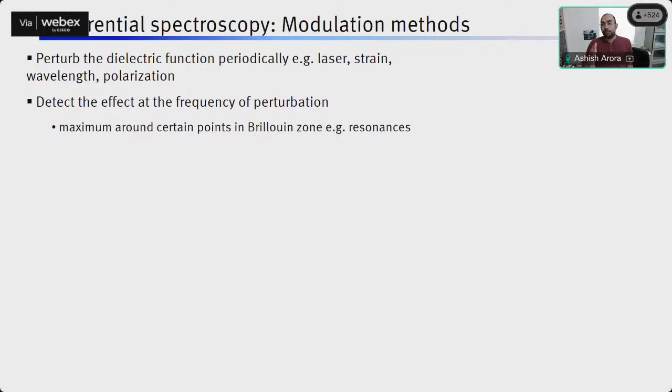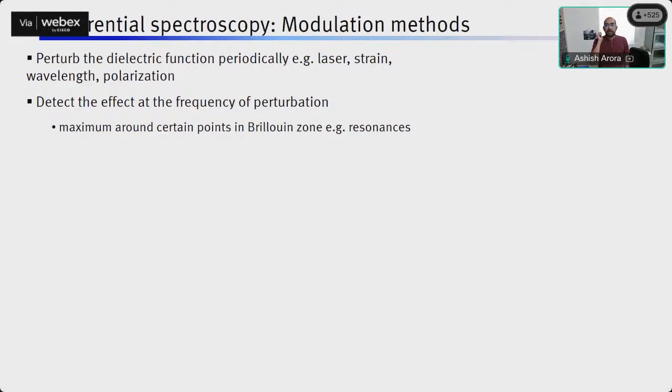What is meant by modulation? I am using this word over and over, so let me try to tell what is meant. Suppose I have a dielectric function of the material, meaning I have an absorption spectrum of the material, which is dependent on the dielectric function. And I perturb this absorption spectrum periodically by shining a laser.